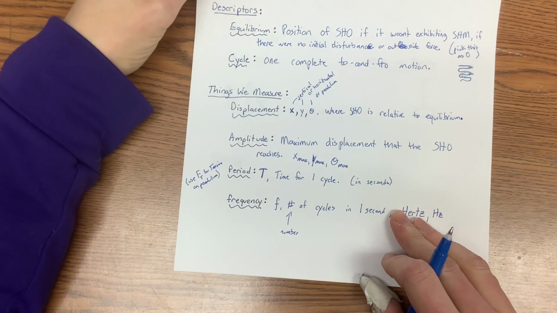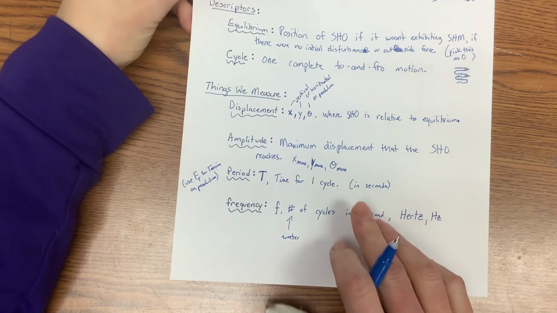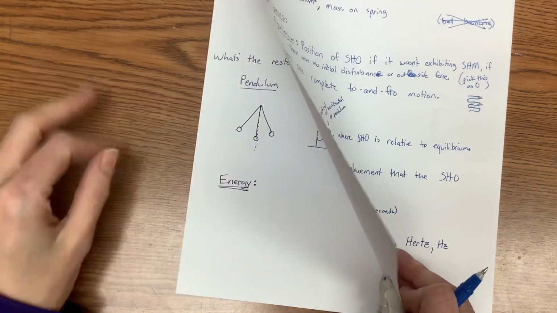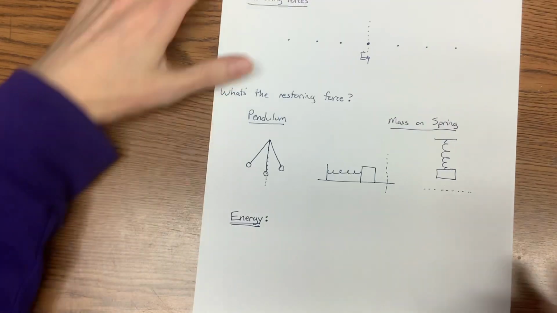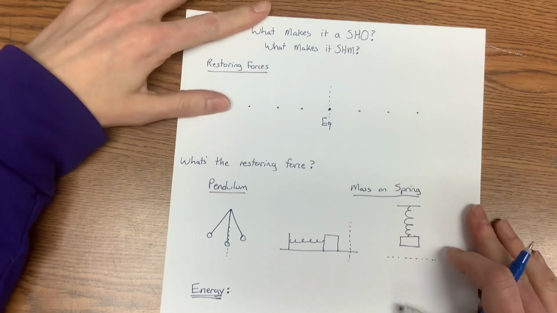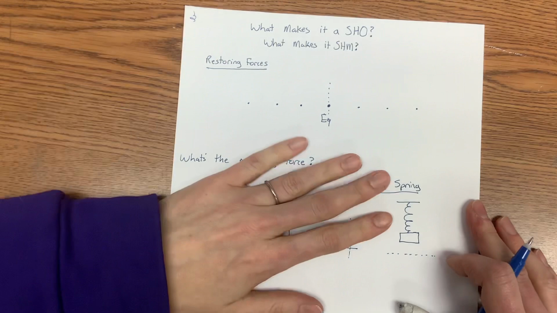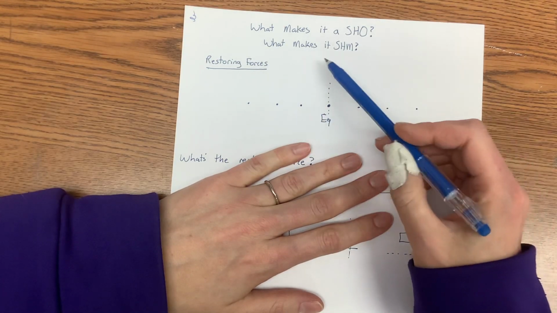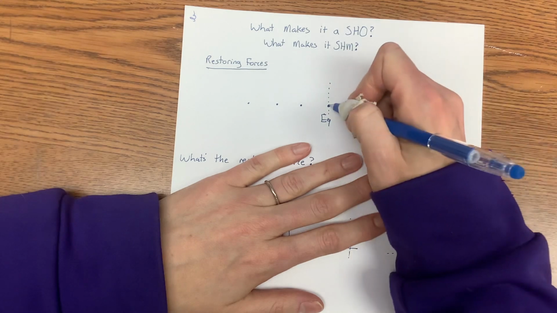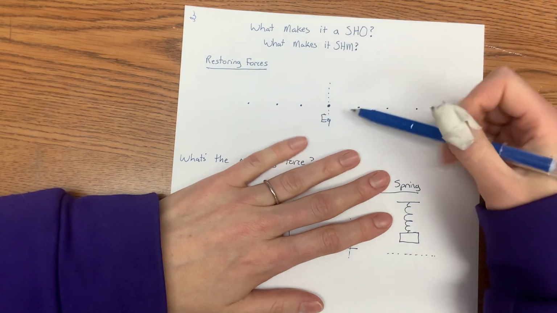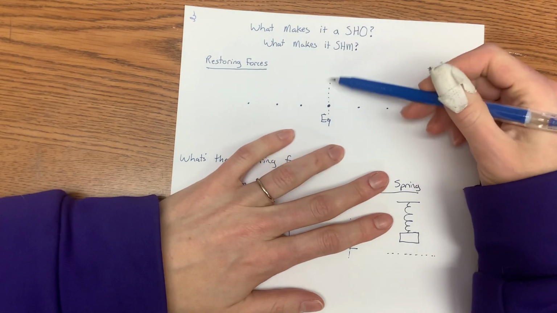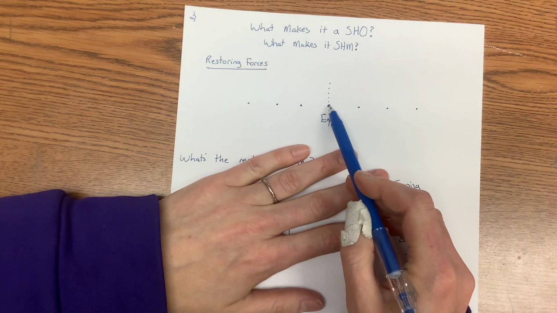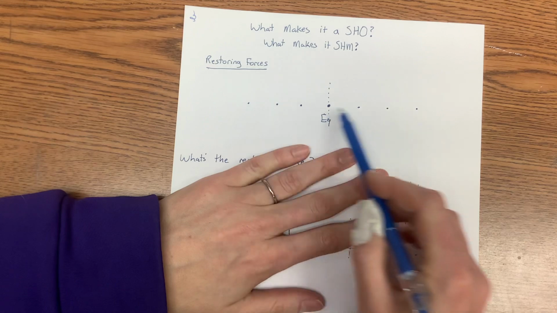They're useful terms to be able to use, know how to apply, and be able to measure. But in order to think about simple harmonic motion, we want to talk a little bit more about what makes it simple harmonic motion, and that is that restoring force. So I have just a simple drawing here. What makes it a simple harmonic oscillator? Here is my equilibrium marked, and I have some positions going on either side. We're just going to pretend I have an object that is going back and forth like this.